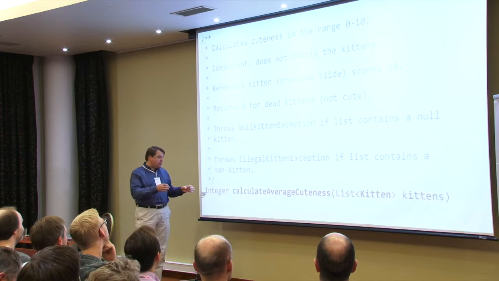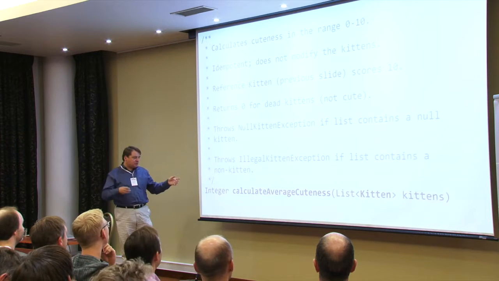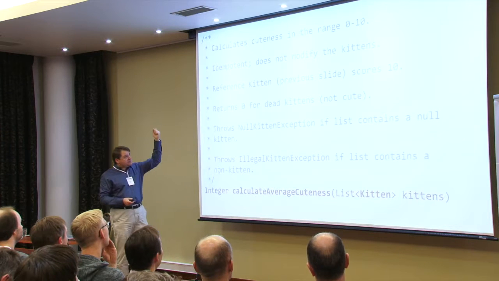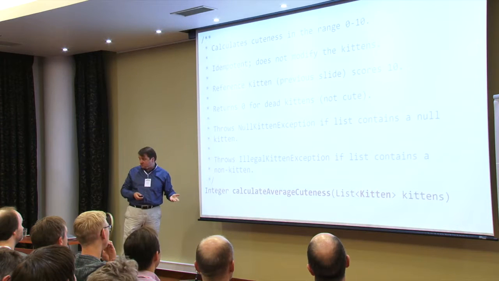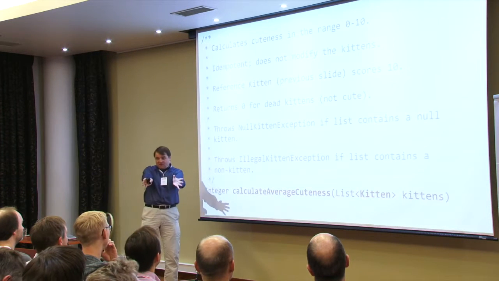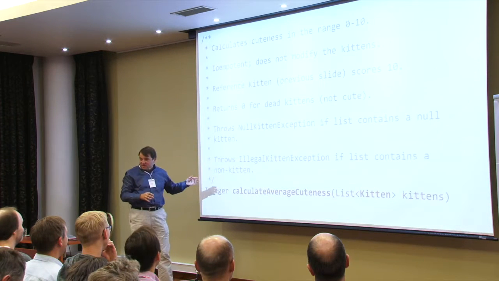So here are some examples. I've got a method at the bottom called calculate average cuteness of some kittens. And here's some documentation of pre and post conditions, how this API works. I'm thinking that half of the room is thinking that this can all be replaced by tests that can communicate this much better.